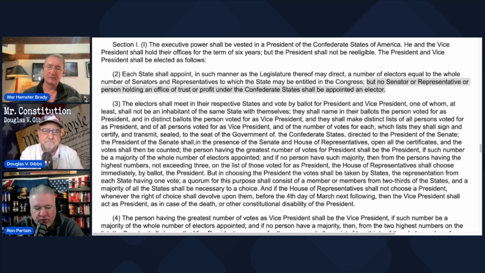So just for the record, for those of you on the left who think that people on the right are not for democracy, we don't want a majority vote. We don't want the popular vote to be the arbiter of who wins the presidency.